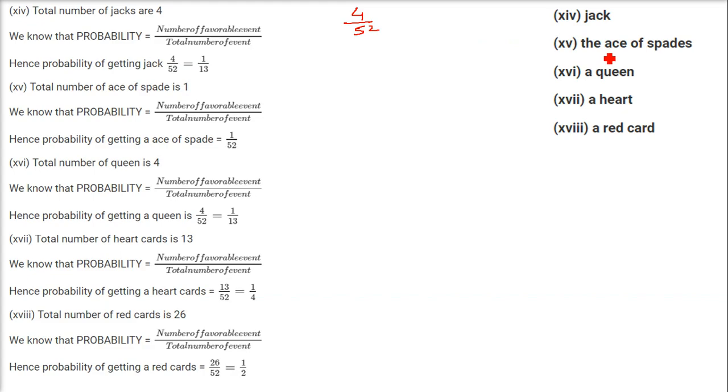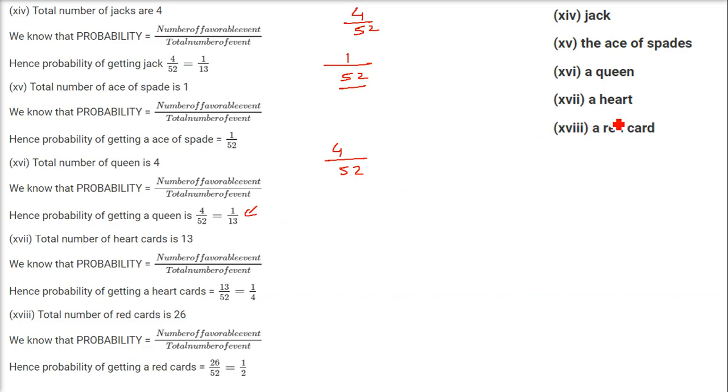The ace of spades. What does it mean? The ace is the card number 1. One suit has 13 cards, and only one ace will be there in spades. So 1 will be the favorable case, 52 is the total number of cases, so 1 by 52. Now a queen. How many queens are there? In each suit, we have 4 queens. So 4 is the favorable case, 52 is the total number of events. So 4 by 52, 1 by 13, is the answer.